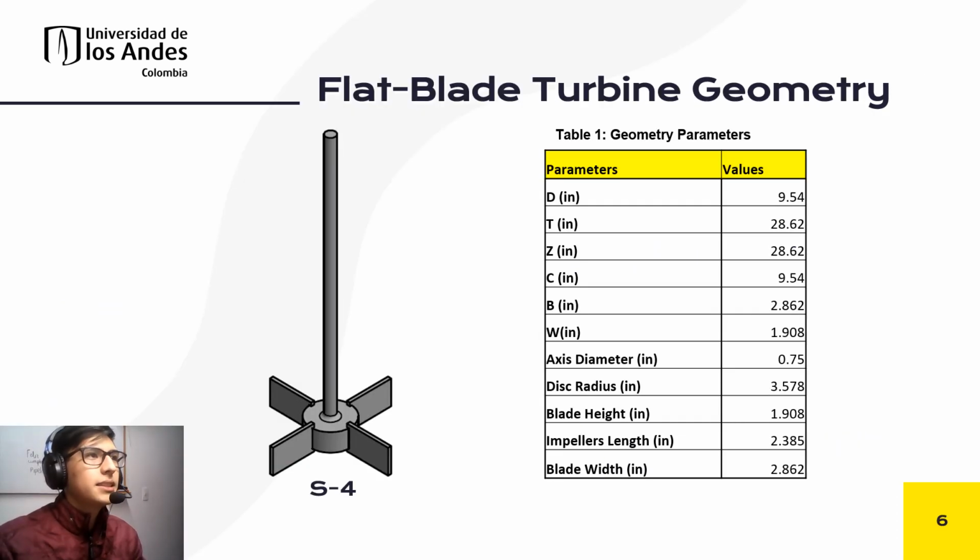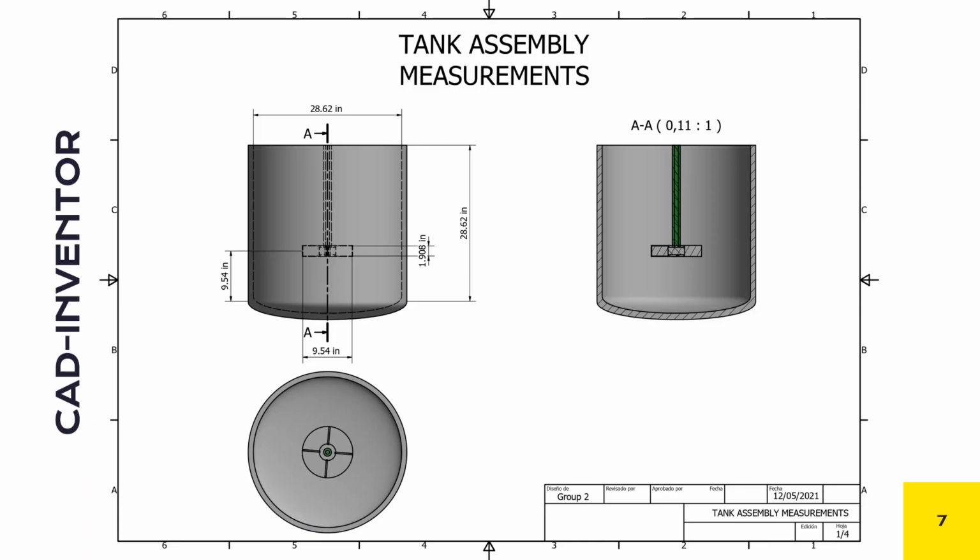As it can be seen, table number 1 shows the main measurements used for our design of S4 impeller and both of our tanks. It is important to mention that the measurements were based on the design of a standard stirring system. Below are the measurements of the unbaffled tank. In the figure, it can be seen the two rotation zones created for the system.